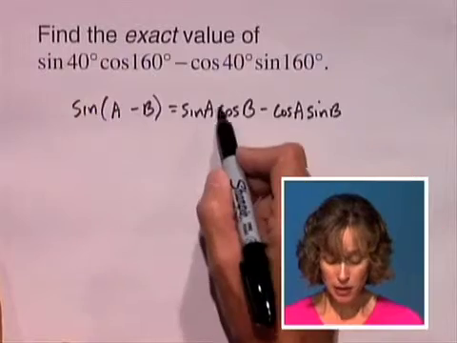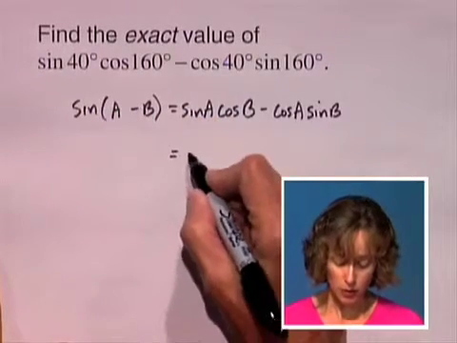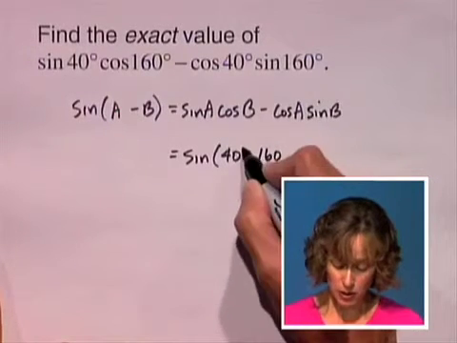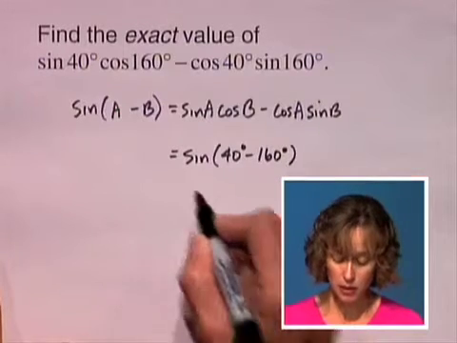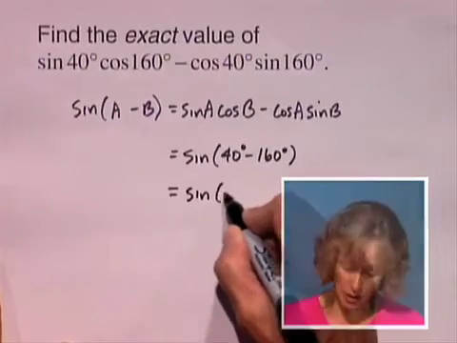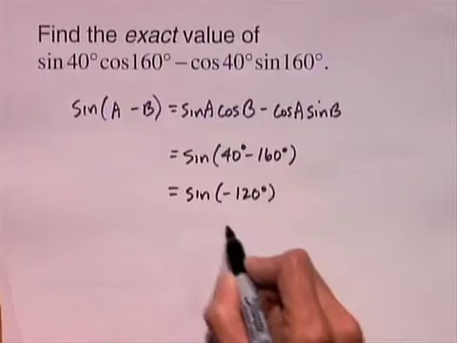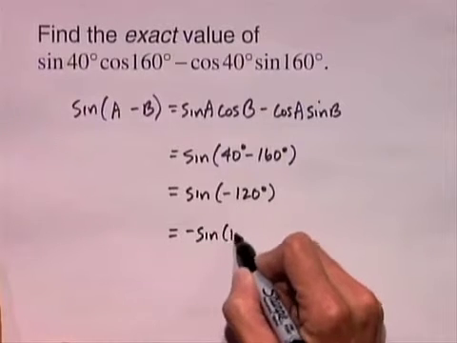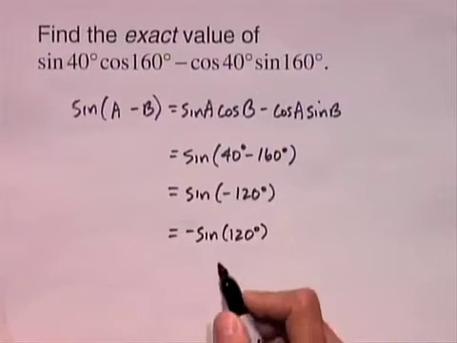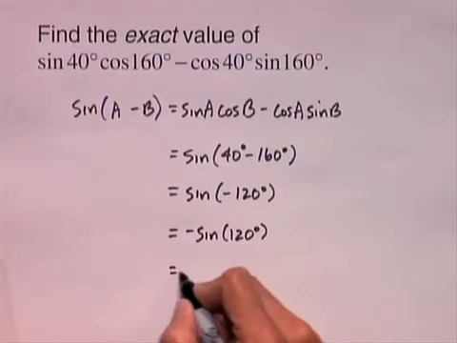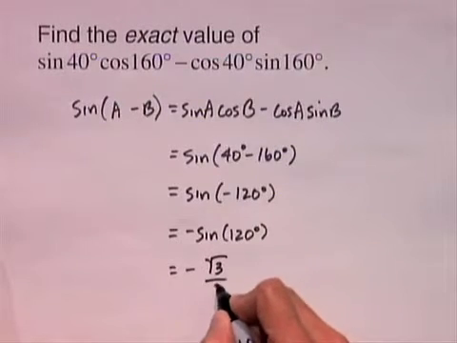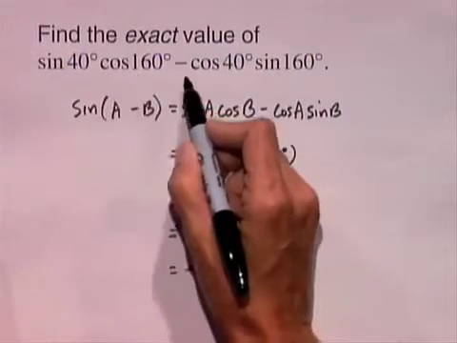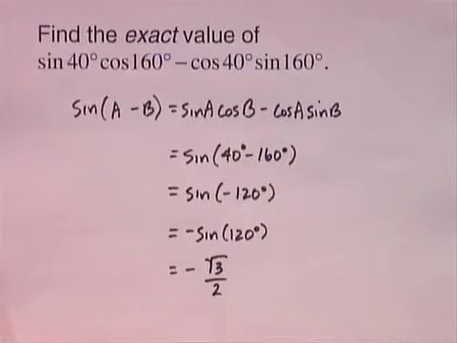So if we take the right-hand side and work to the left-hand side, we end up with the sine of 40 degrees minus 160 degrees. And simplifying, that's the sine of negative 120 degrees. Recall that the sine of negative theta is negative the sine of that angle theta. So I have negative sine of 120 degrees. And the sine of 120 is the square root of 3 over 2. And that's the result of sine 40 cosine 160 minus cosine 40 sine 160.